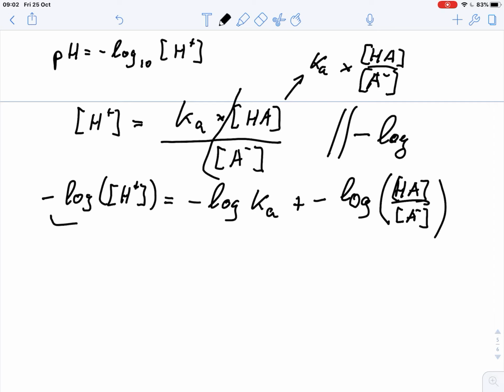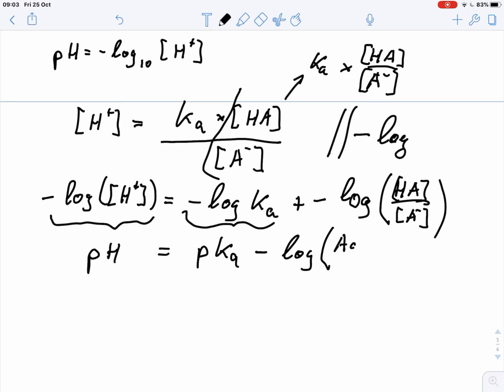Now we know what this is. This is pH. We know what this is. This is negative log Ka. This is pKa. And plus times minus gives negative. So we have minus log, and let's write this as acid concentration over the base concentration.